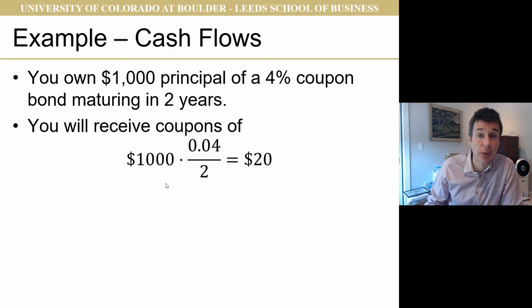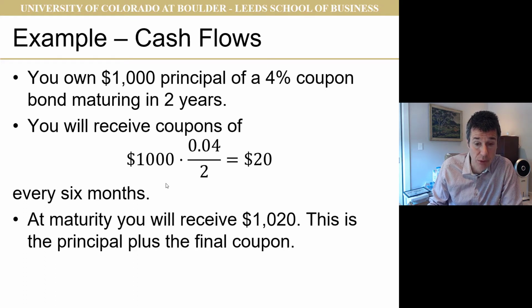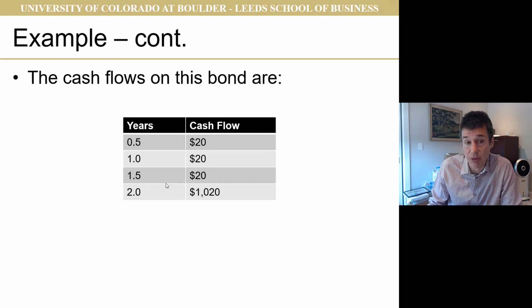Now this isn't the only way to calculate coupon amounts, but in the United States this is pretty much how it works. You receive these coupons, the $20, every 6 months. At the maturity, in 2 years, you receive $1,020, the principal plus the final coupon. So in table form, the cash flows are $20 in half a year, $20 in a year, $20 in 1.5 years, and $1,020 in 2 years.